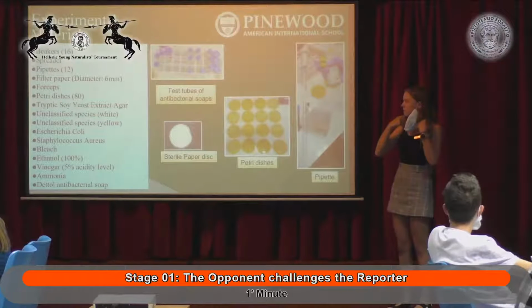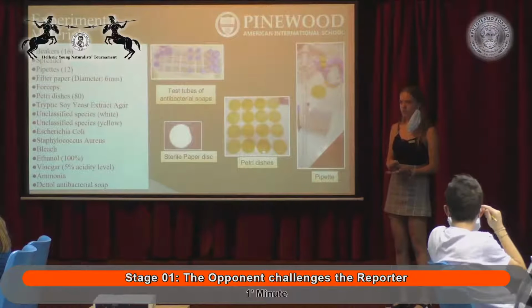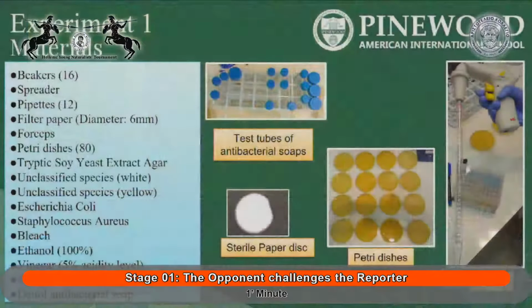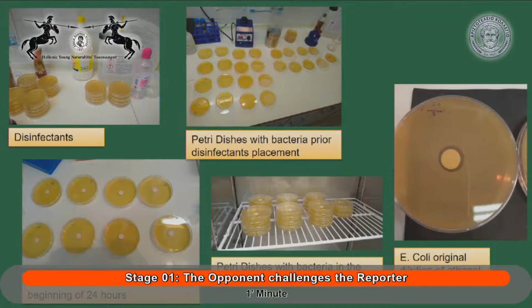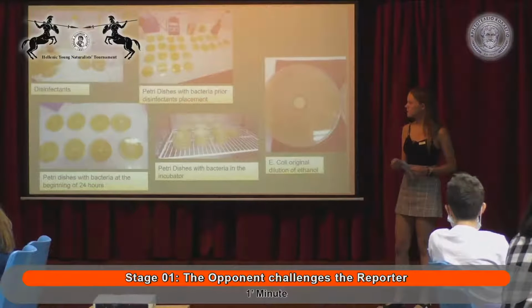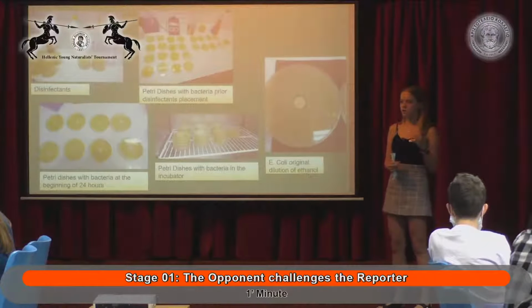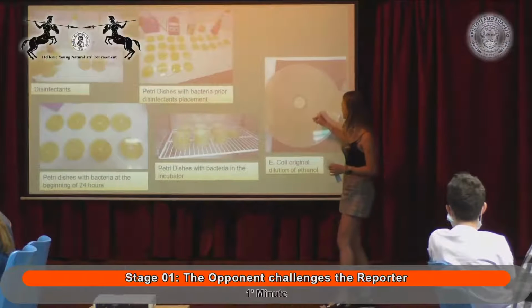Some of the materials I used were 80 petri dishes, 4 types of bacteria, 2 of which were unknown, and 5 types of disinfectant. Next slide. So in my method, as I stated previously in my theory portion, I planted 4 different bacteria on individual petri dishes, which were spread around. Then a disinfectant was applied in different dilutions by dipping a sterile paper disc into an assigned disinfectant and placing it around a petri dish. This was our first trial.